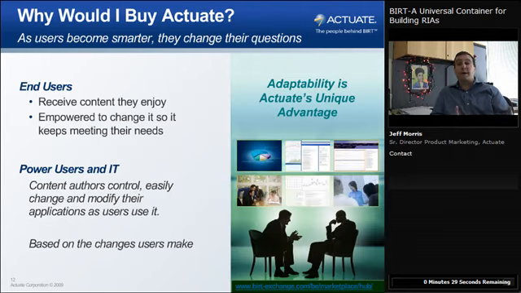So finally, why would I buy Actuate? It's because I understand that as users become smarter, they change their questions. And when they change their questions, they change their requirements for information. So when I build one of these rich information applications, I need it to be adaptable so that it will continuously meet the needs of my users. That's what I get by using Actuate and BIRT.